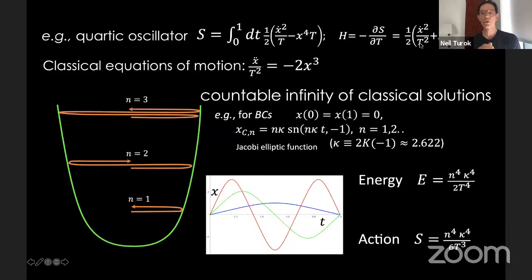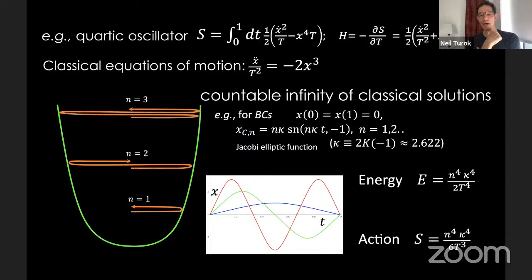Now, the classical equations of motion look like this. And immediately you realize there's a countable infinity of classical solutions. For example, if I insist the particle starts at x equals zero and ends at x equals zero, and takes a time capital T to go from the first to the second point, there are infinitely many solutions because I can throw the ball to bounce off the wall once and come back to me. I can either throw it to the right or to the left, or I can throw it a bit faster so that it bounces twice before coming back, or even faster, bounces three times, and so on.